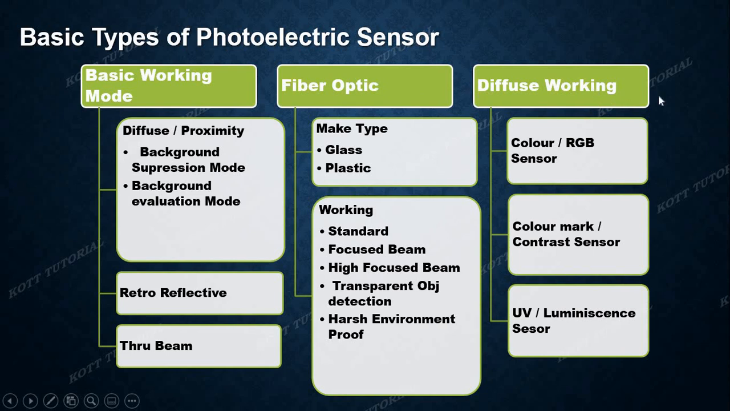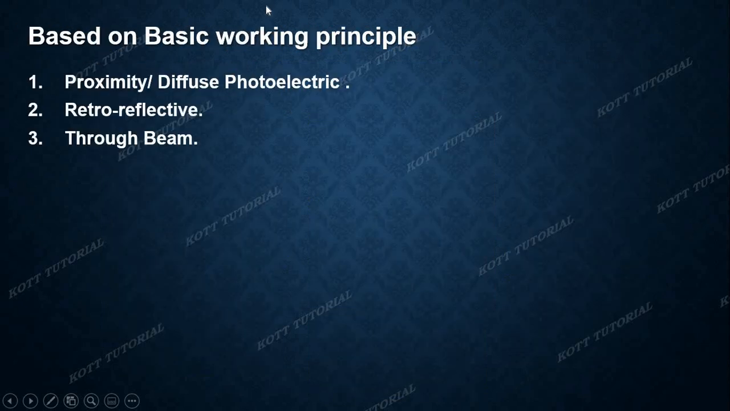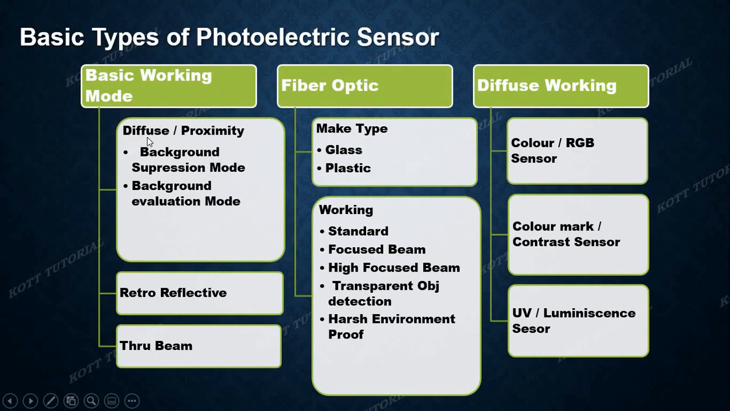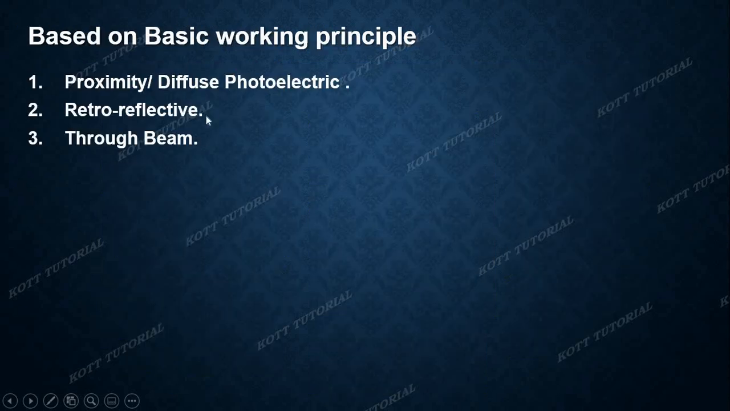Diffuse working. Now based on the diffuse working, these 3 sensors I have listed down. These all 3 sensors work on a diffuse mode. I will be explaining what a diffuse mode is in the further lecture. Color sensor, color mark sensor, UV sensors. So we can find this type of sensors in diffuse working mode. Based on basic working principle, these are the 3 types which I have shown you: diffuse or proximity, retroreflective and through beam.